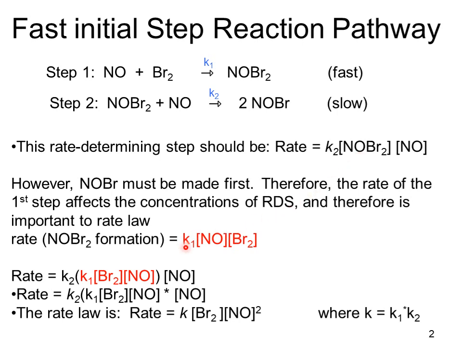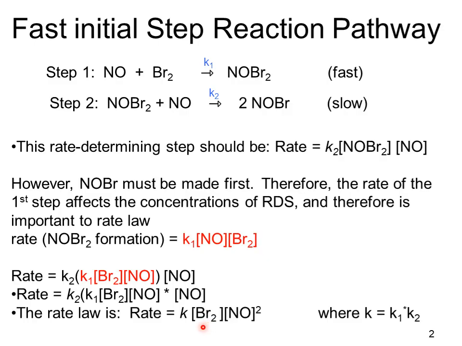Well, you make NOBr2 by having the rate constant times NO in the first step times Br2 in the first step. Right? So what we typically do is we insert that into the spot where the intermediate was or should be, and then just multiply it out. We now have two NOs, so this becomes NO squared, and that's because all of these things are involved before the rate determining step, so they are all part of the rate law.